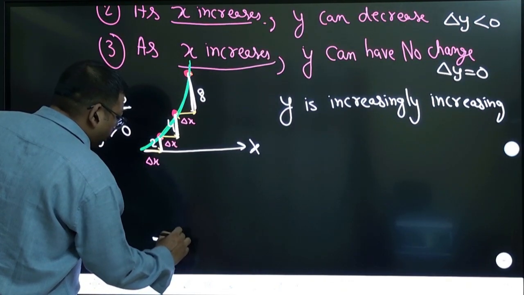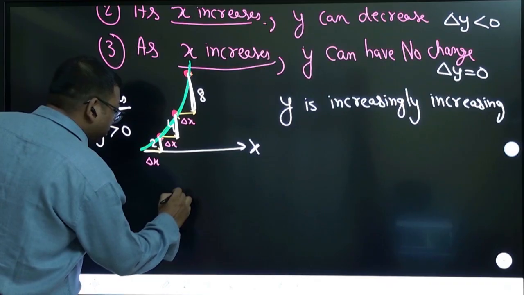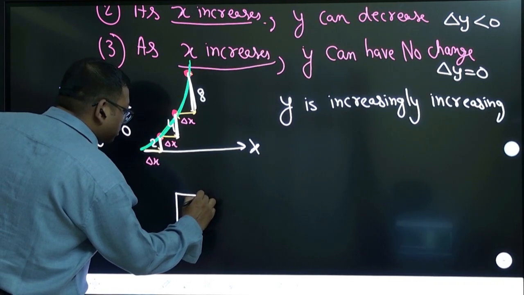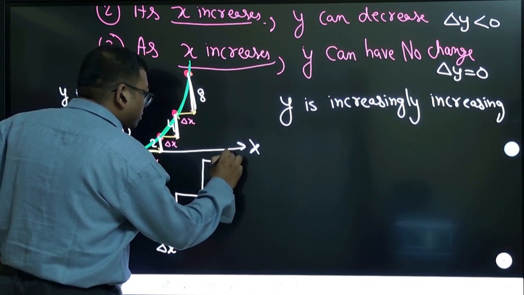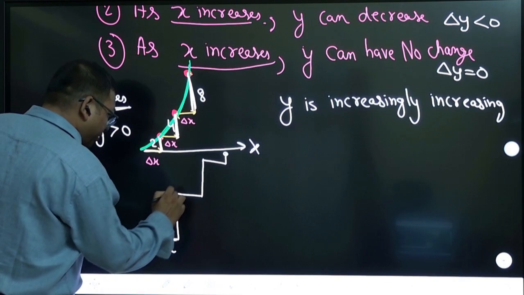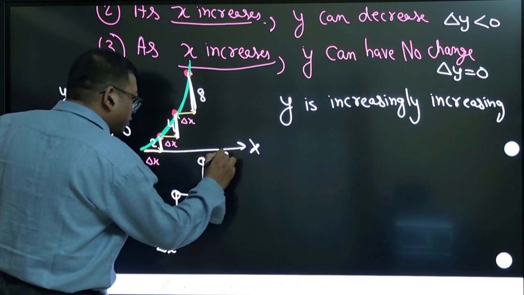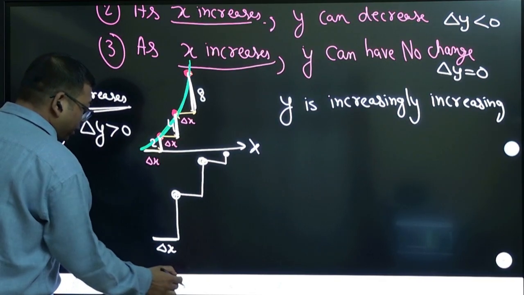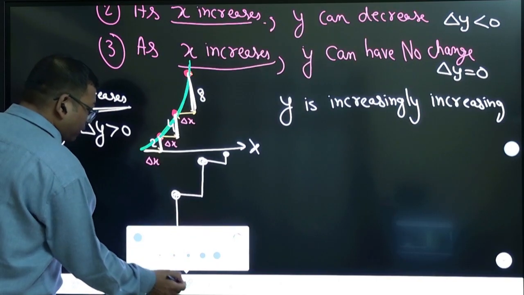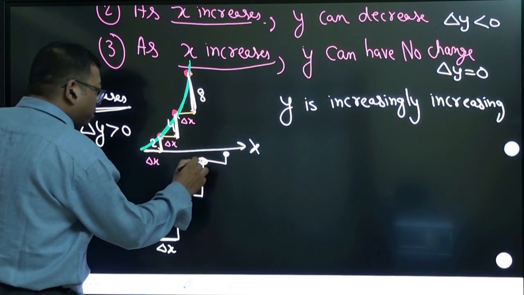Okay, and let us say it is like this. Next delta x when you take, it is like this. Next delta x will take, it is like this. Now if you see, these points will tell you the story of what is actually happening. So you try to join these points, this point, this point, this point.